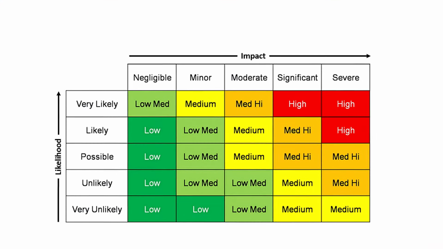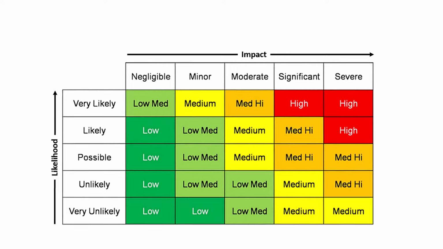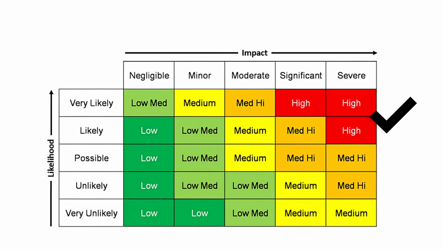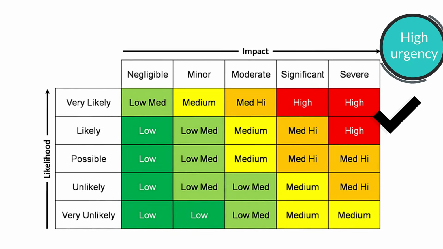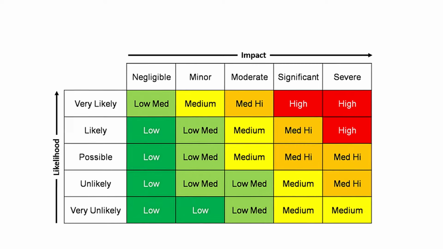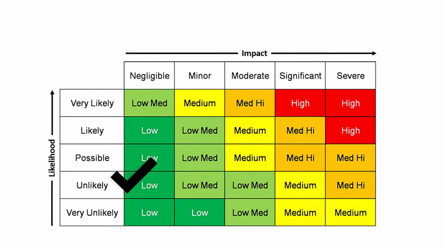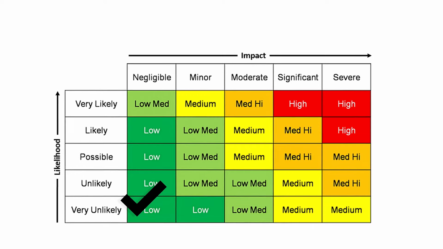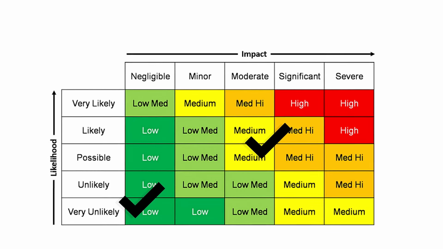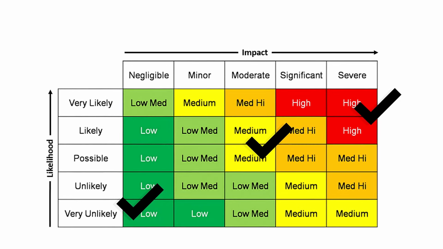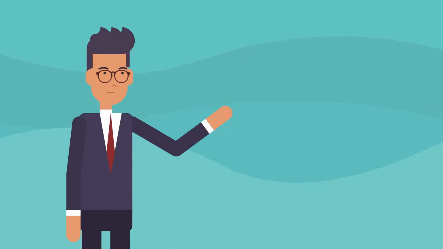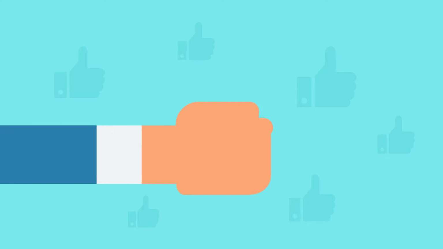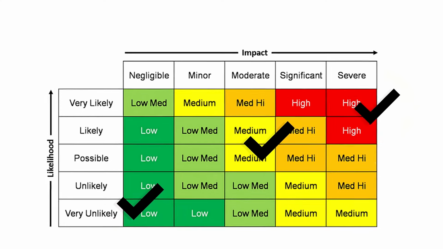For example, a risk that is both likely and catastrophic would appear in the red zone, signaling high urgency. A rare but minor risk would be in the green zone, meaning it requires minimal monitoring. Color coding: green for low risk, yellow for medium risk, and red for high risk, makes it easy to visualize and prioritize risks. This clarity makes the risk matrix framework an invaluable part of effective risk management.